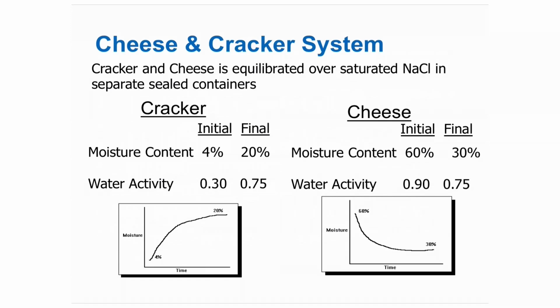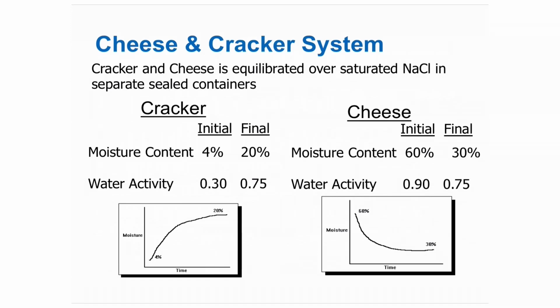So to further illustrate this difference between water activity and moisture content, water activity being the energy, moisture content being the amount, we can take a look at a classical experiment where we would take, say, a cracker whose water activity is inherently quite low at 0.3, a very stiff texture, a snap to that cracker, and its moisture content is very low at 4%.